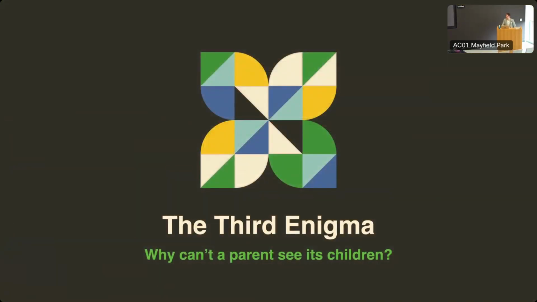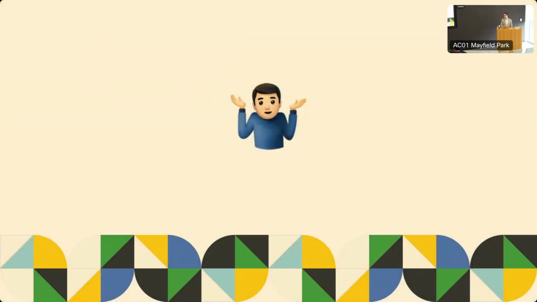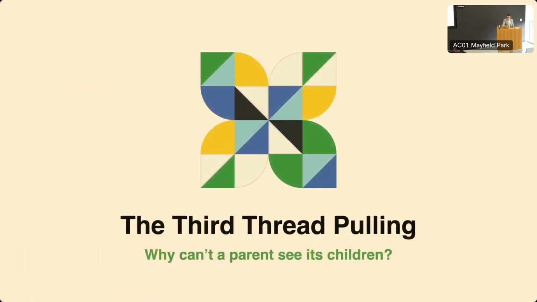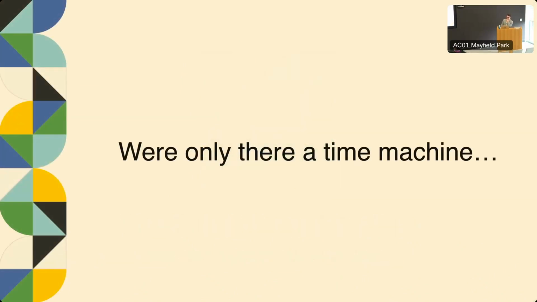So why can't a parent see its children? I don't know. It wasn't a good enough answer. They're emancipated. Yeah, there you go. It didn't make sense. We're only there a time machine.